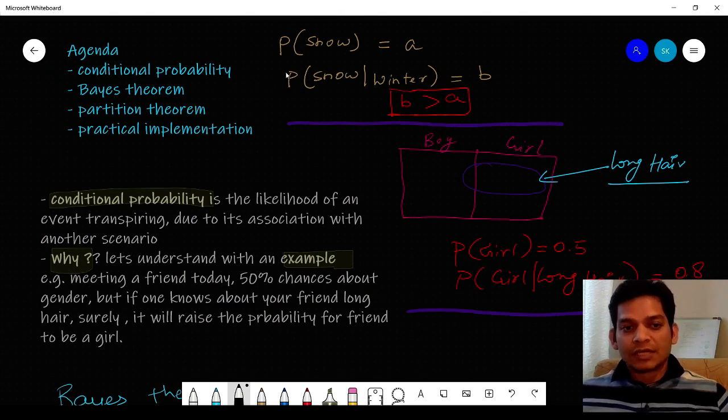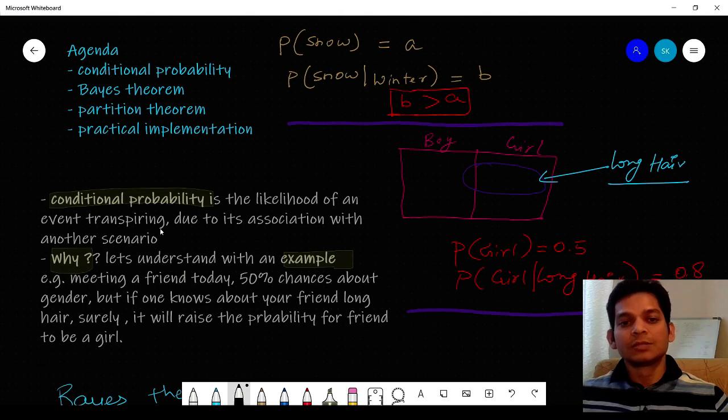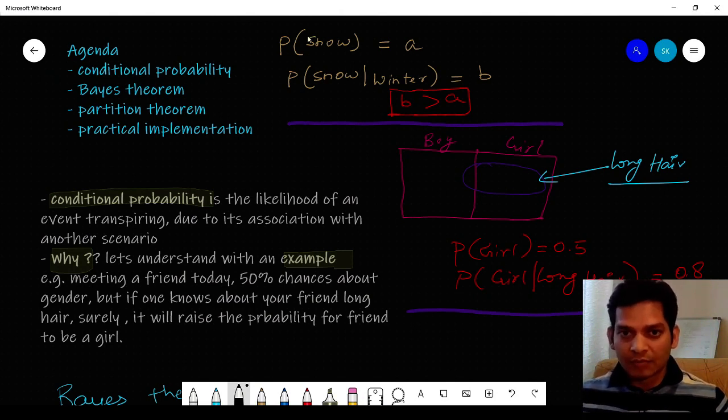So, what is conditional probability? It is the likelihood of an event transpiring due to its association with another scenario. Let's take an example of snow and winter. The probability of snowing today could be anything, right? It would be very low because snow normally happens in winter.